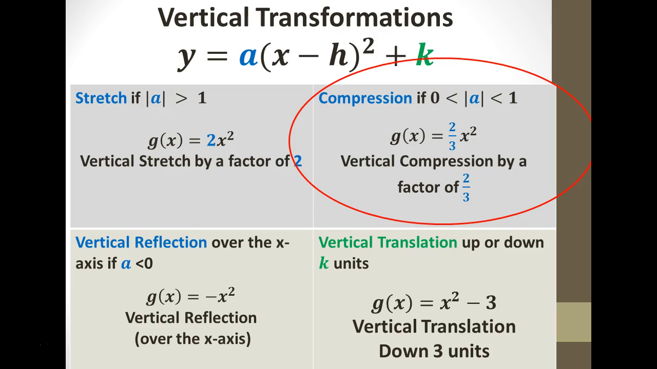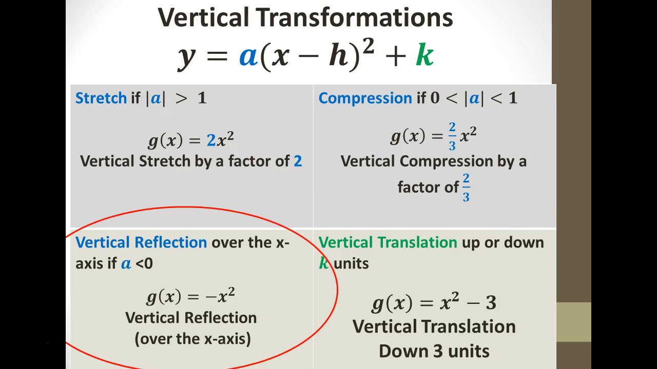Our next vertical transformation are compressions. Now, if a is between 0 and 1, in other words, it could be a decimal like 0.7, or a fraction like my example, 2/3, anything between 0 and 1, then we call that a vertical compression by a factor of a. You see in my example, a is 2/3. That is between 0 and 1, so we call that a vertical compression by a factor of 2/3. Keep in mind that any time we're talking about a transformation, you need to tell us the factor or how many units, or your answer is incomplete. If I had just said this was a vertical compression, my answer would be incomplete. I have to include by a factor of a.